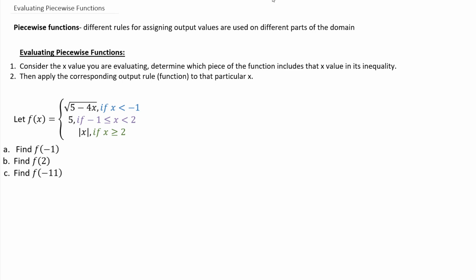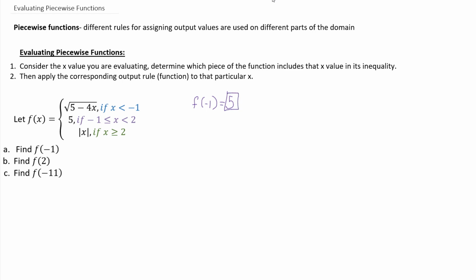So we're going to go ahead and evaluate f of -1 at that second piece. But that second piece says your f of x is 5. It's the constant function, so it's constant regardless of what x you're evaluating at. And so the answer for f of -1 is 5.